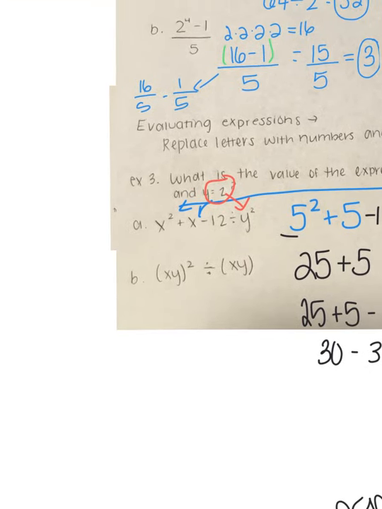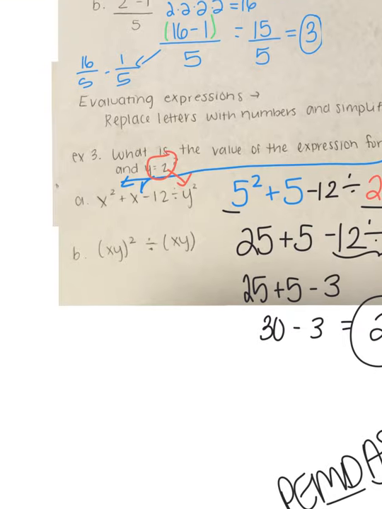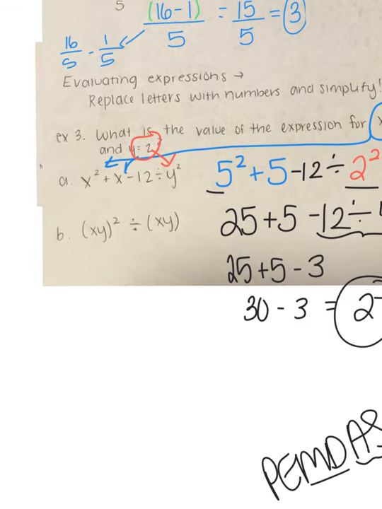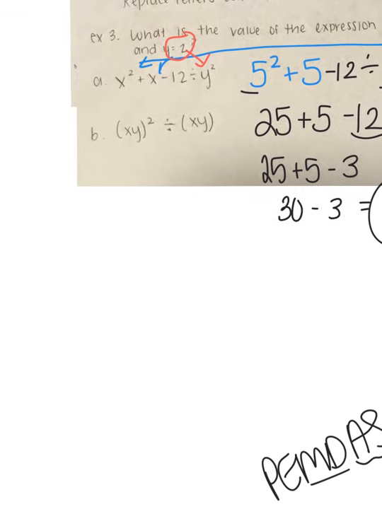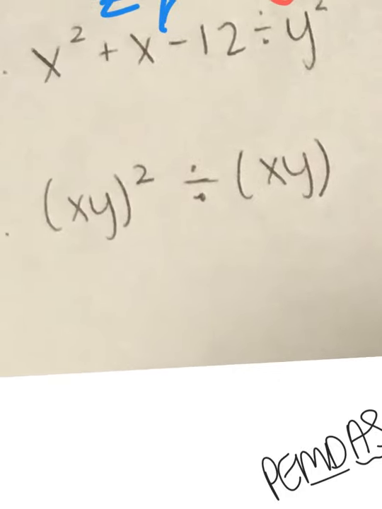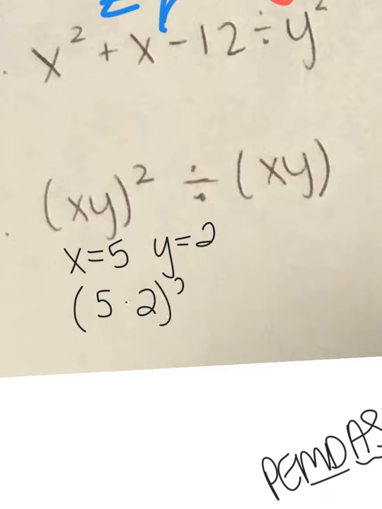Okay, this one. So we're still going to use x is 5 and y is 2 for this right here. Okay, so let's rewrite that. x is 5, y is 2, and then let's solve this one. So I'm going to plug those in. So I have 5 times 2 on the inside, squared, divided by 5 times 2. Okay, I just plugged in 5 where x was and 2 where y was, because that's what it told me to do in the rules.